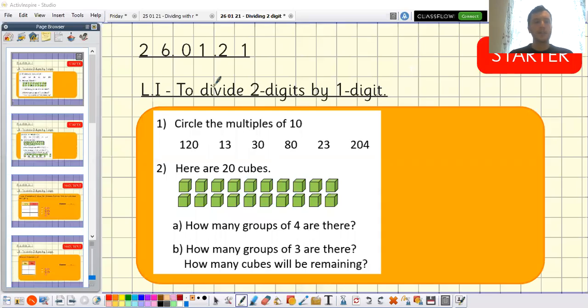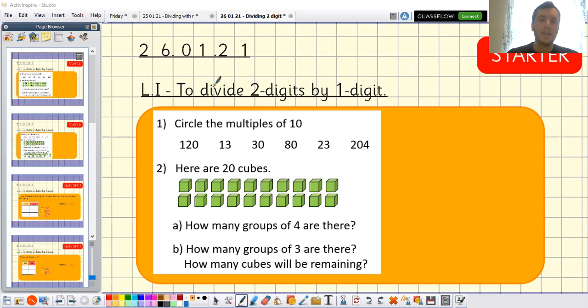So today, from the learning intention, you can see we're going to continue with our dividing. This time, we're going to move on to dividing 2 digits by 1 digit. And some of you might be thinking, we've done that before, Mr. Foster, and we have. But today, it's going to be with some remainders, a bit like we did last lesson, so building on that learning.